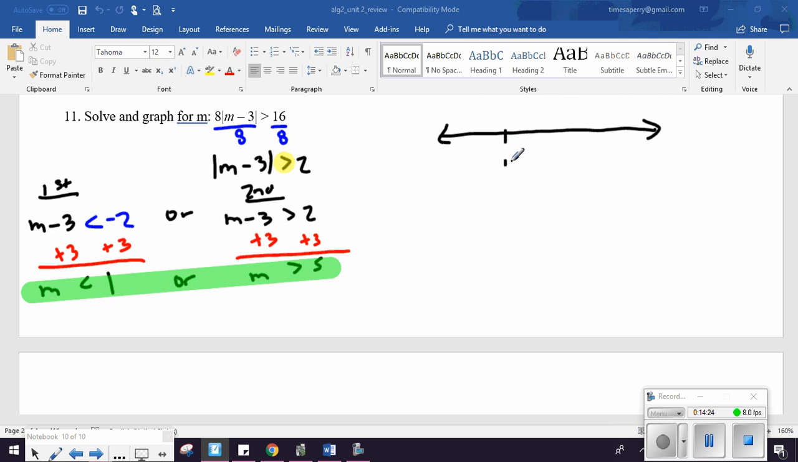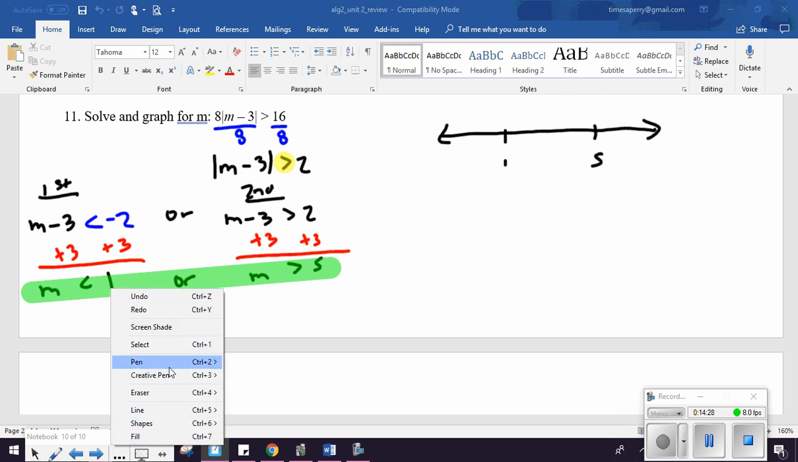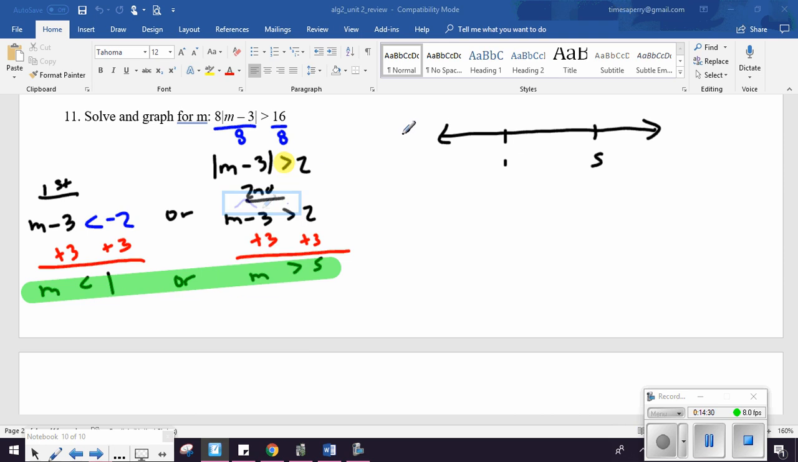So I need 1 and I need 5. They both get open dots because there's no equal to. On the 1, I'm going to shade to the left because that's where the inequality is pointing. And on the 5, I'm going to shade to the right. So or outside, shade outside, or outside.